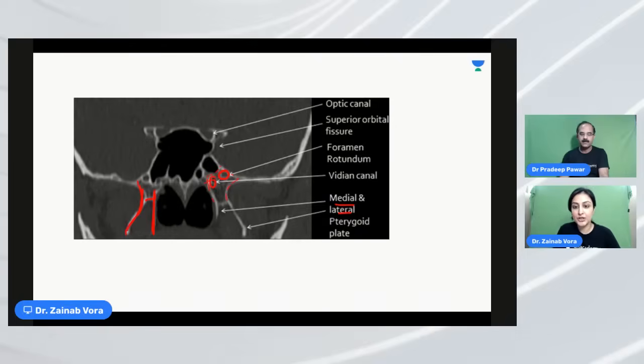So remember, rotundum upper. All right. So that is how you can remember. And below it we have the Vidian canal. So foramen rotundum, Vidian canal. These are the two foramina which are within the pterygoid, and that also explains why the content of foramen rotundum, which was what? Which was the maxillary nerve, opening straight into the pterygopalatine fissure, right? And it is opening anteriorly.